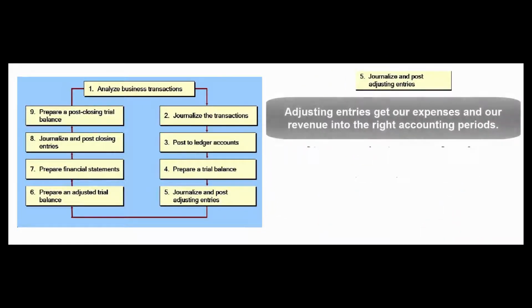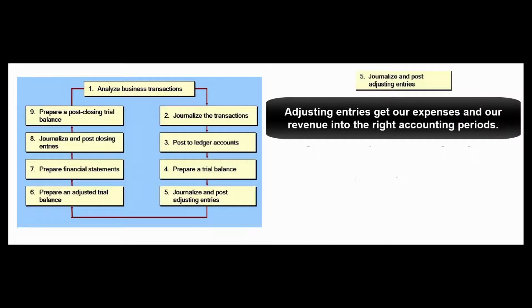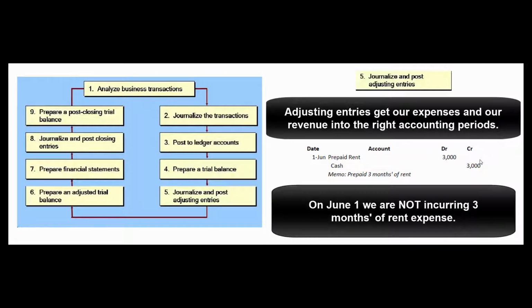Step 5 is journalizing and posting adjusting journal entries. We want to get our expenses and our revenue into the right periods, and those right periods don't necessarily correspond to when cash was exchanged. For example, on June 1st, let's say that Freddie's Auto Service signs a 3-month lease, $1,000 a month, and the landlord wants all the rent up front. So we cut a check for $3,000, and we can't debit rent expense because that's for 3 months. We just want to book 1 month's worth of rent expense in each of the next 3 months.